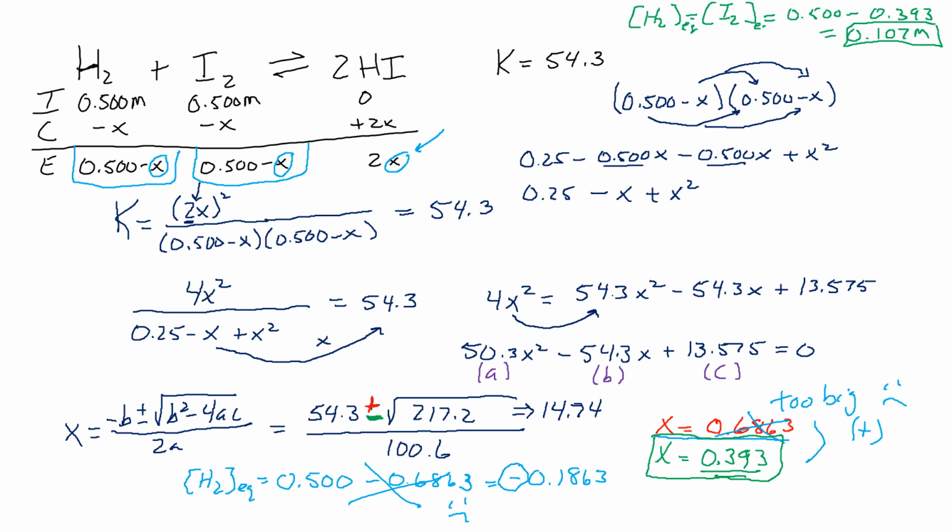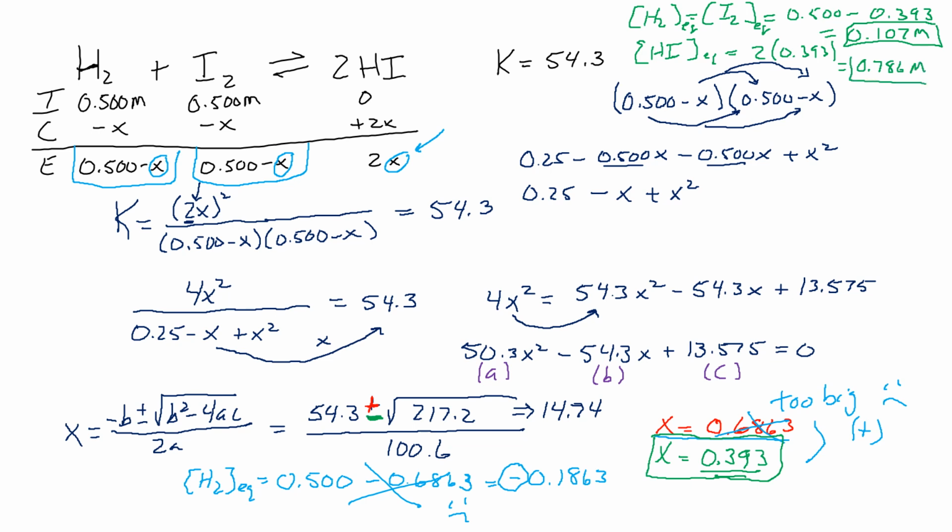For our HI at equilibrium, it would be 2 times x, 0.393, and that's going to give us the same value I believe we got in class there, which is 0.786. And again, it does need molar, as is the molarity.